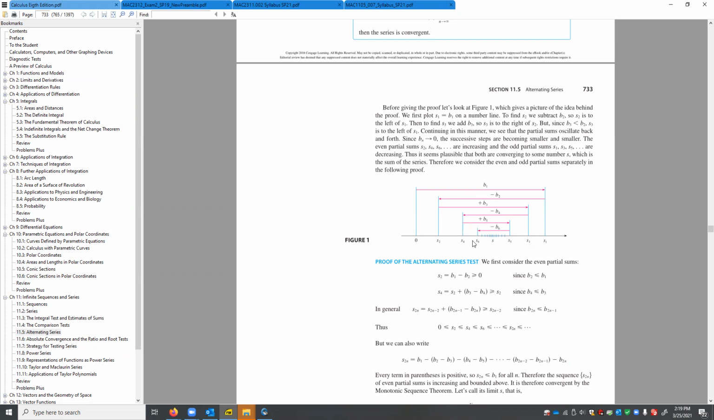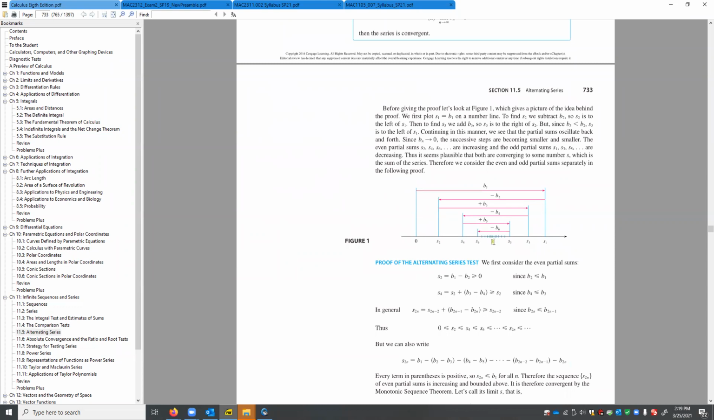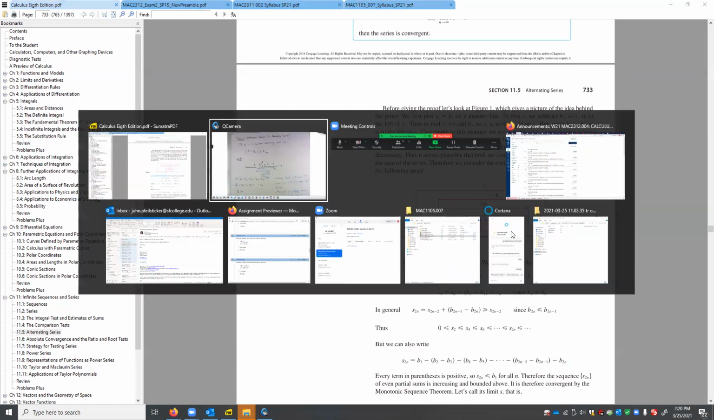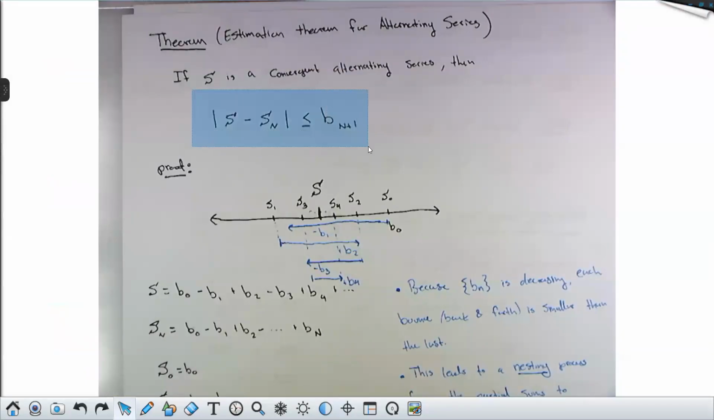The big deal here is that the distance from any partial sum, S4, say, to S, is always less than the next step, because S itself is between S4 and S5. And the step to get from S4 to S5 is B5. So the distance from S to S4 has to be less than this pink distance here, B5. And that's precisely what this says.